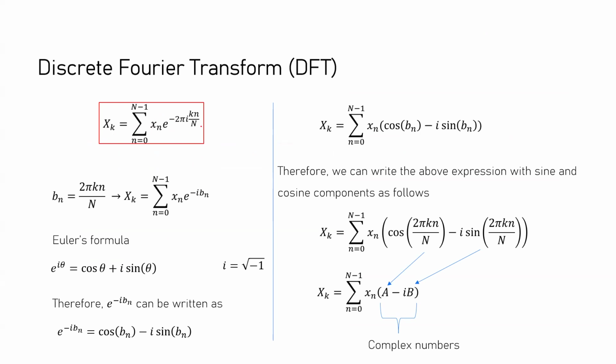In the summation, we have this exponential function, and let's assume that Bn is equal to 2 pi k n over capital N. So we can write this expression as capital X k is equal to small x n times exponential of minus i Bn.